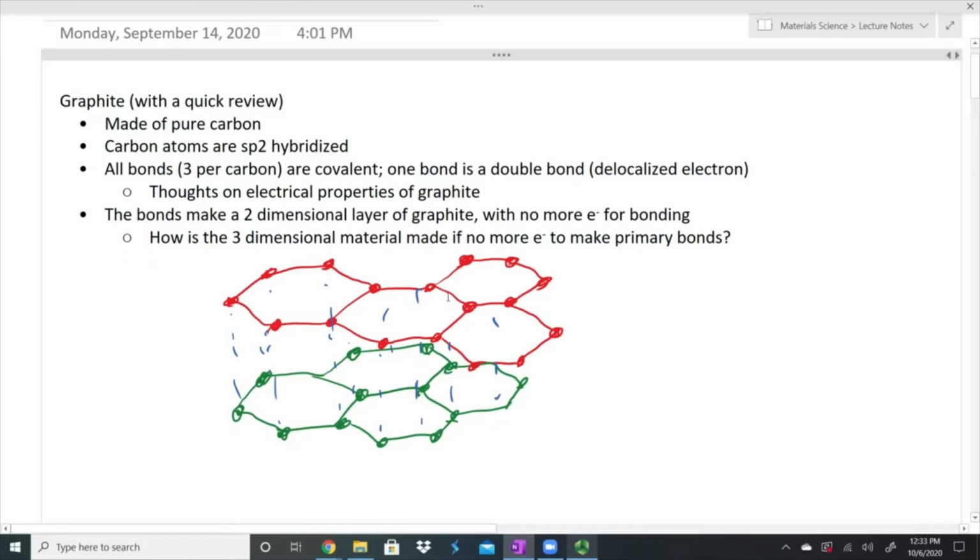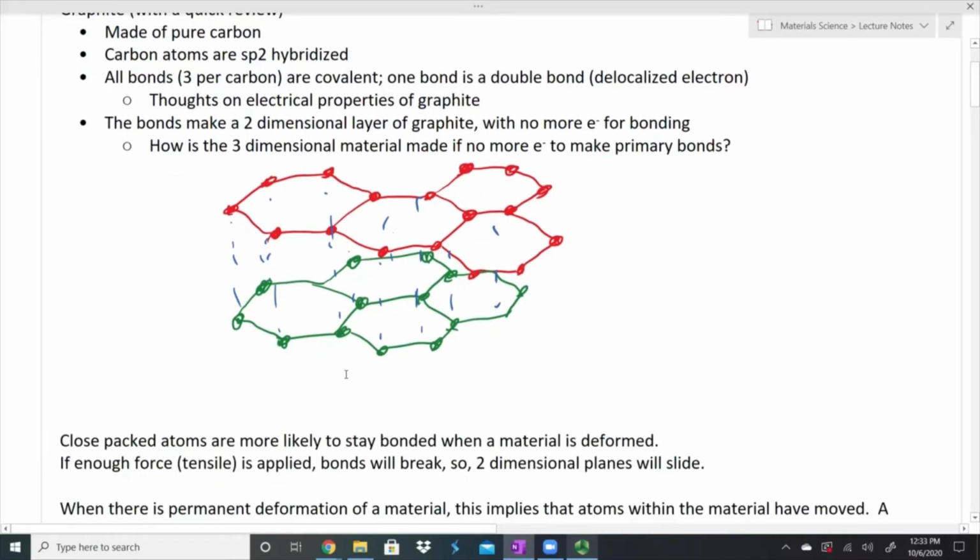So now the question here is, all right, so I have these planes stacked together. The covalent bonds are very, very strong. The van der Waals forces we've mentioned aren't as strong. So if we were to take this into the next step and think about it a little bit further, we know that the close packed atoms and the ones that are bonded more strongly together are more likely to stay bonded together when a material is deformed. If we apply enough force, let's say a tensile force, we're trying to pull this apart, we know that bonds somewhere are going to break as it deforms. In this case, the bonds that are going to break first are going to be these van der Waals bonds.